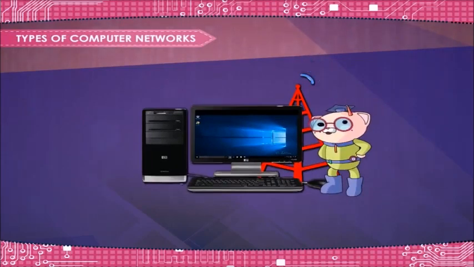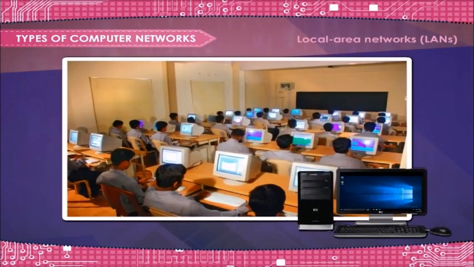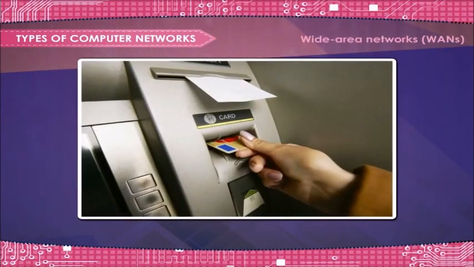Types of computer networks. There are many types of computer networks, including local area networks or LANs. The computers are geographically close together, like connected in the same building. For example, network in your computer lab. Wide area networks, WANs. The computers are farther apart and are connected by telephone lines or radio waves. For example, ATMs all over.